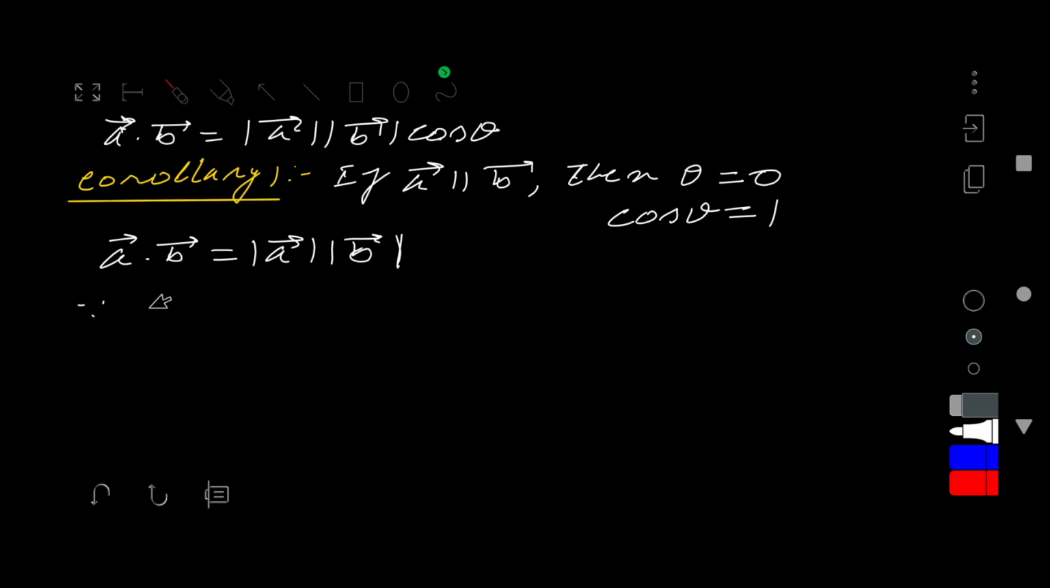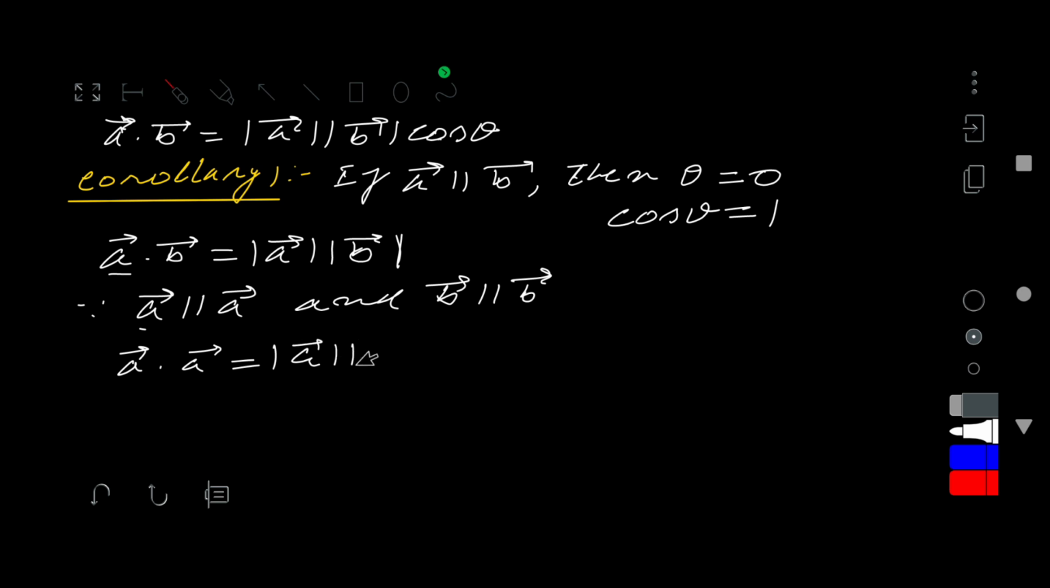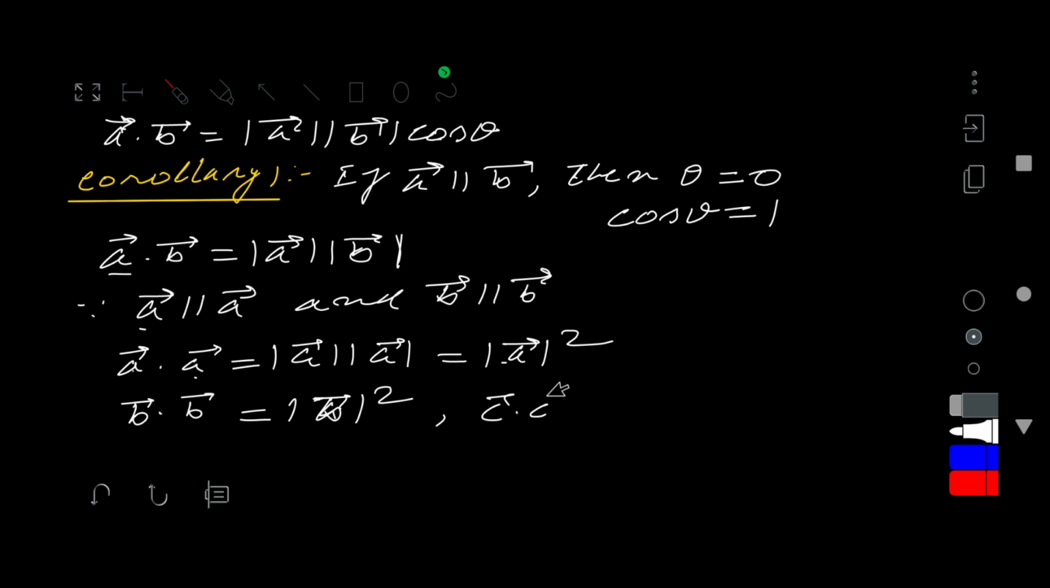Now since every vector is parallel to itself, say A vector is parallel to A vector and B vector is parallel to B vector, we may write it as A vector dot A vector is equal to magnitude of A into magnitude of A, which may also be written as magnitude of vector A square. Similarly, B vector dot B vector is equal to magnitude of B vector square, and C vector dot C vector is equal to magnitude of C vector square, and so on.